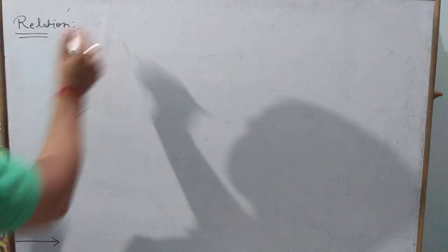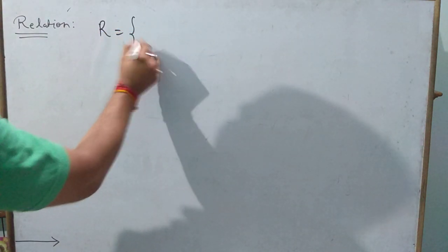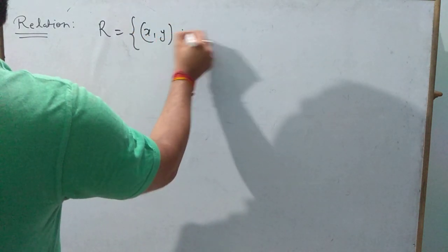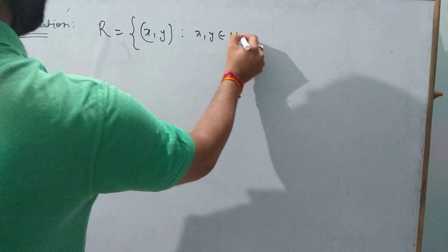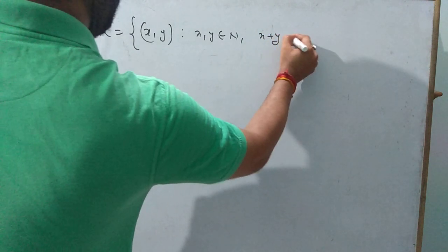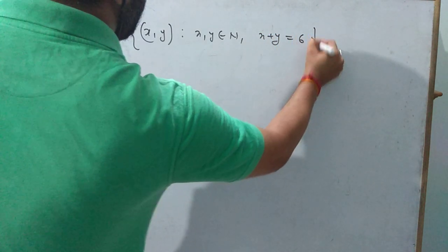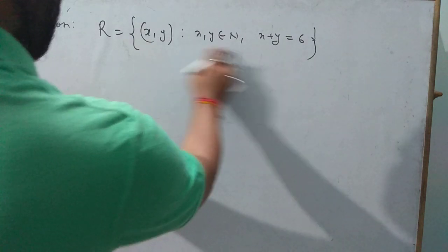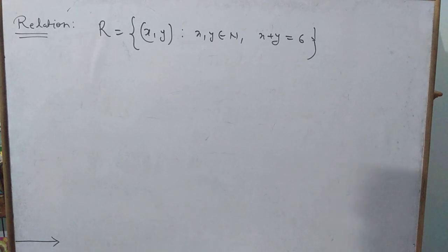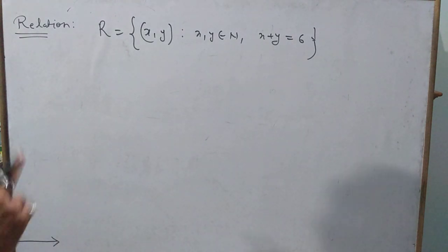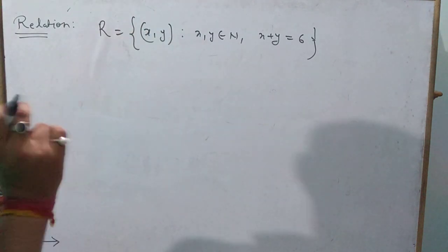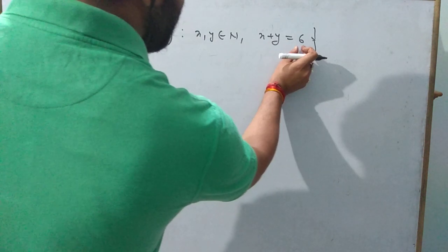Suppose a relation R is given, R = {(x, y) such that x and y belong to natural numbers, x + y = 6}. Write this relation in ordered pair form. This relation is written in set builder form, and we are going to write it in ordered pair form. That means what number can we choose to put here so that the sum becomes 6.